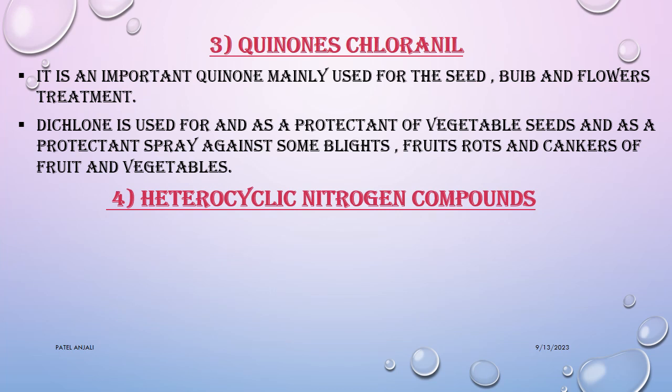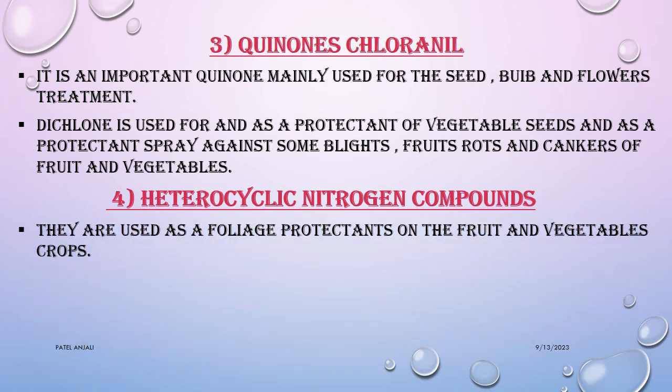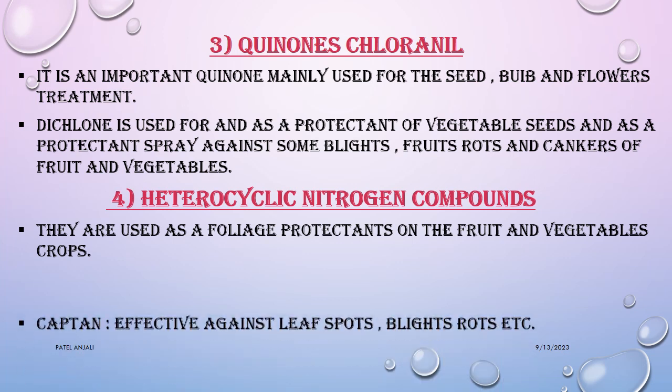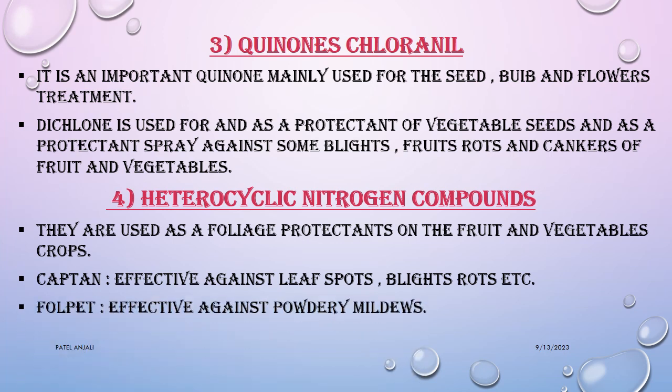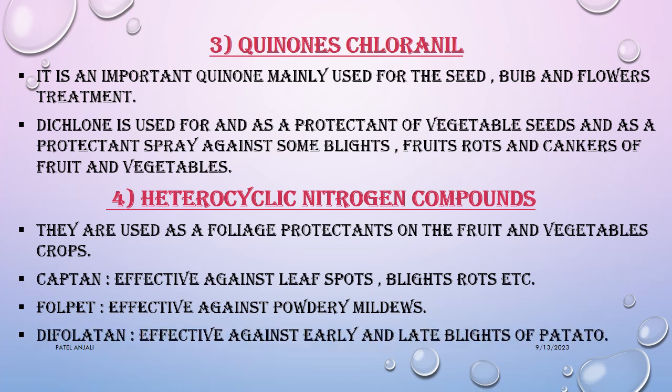Heterocyclic nitrogen compounds are used as foliage protectants on fruit and vegetable crops. Captan is effective against leaf spot, blight, rots, etc. Folbet is effective against powdery mildews. Difolatan is effective against early and late blight of potato.